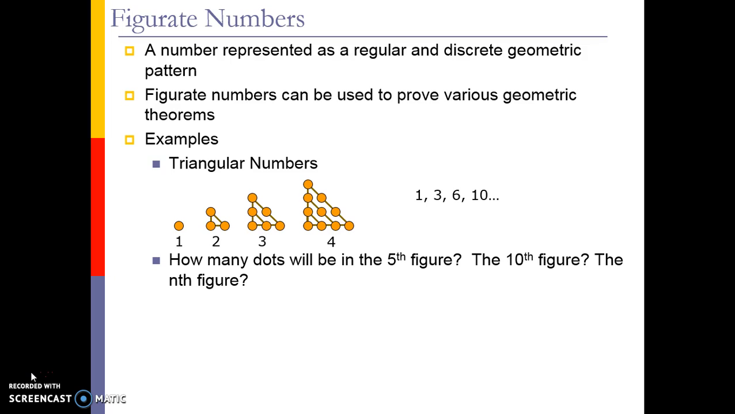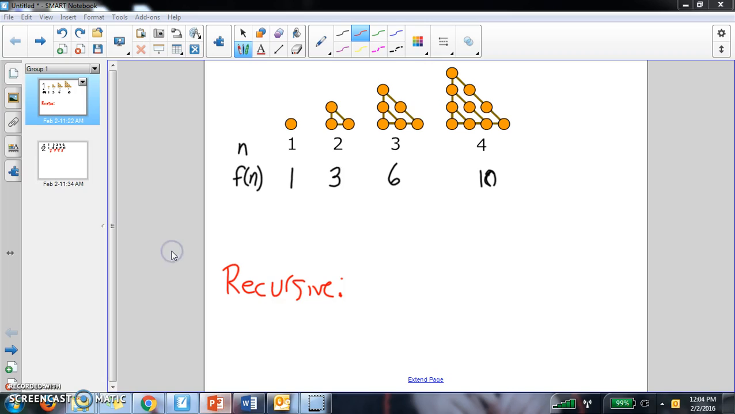So here's one example of a figure number, the triangular numbers. And we have the first four figures in the sequence. And I want to figure out what's the fifth figure, the 10th figure, and how could I find the nth figure? So what I can do is I can start with the idea of looking at, I know that figure 1 has 1 dot, 2 has 3 dots, 3 has 6 dots, 4 has 10 dots.